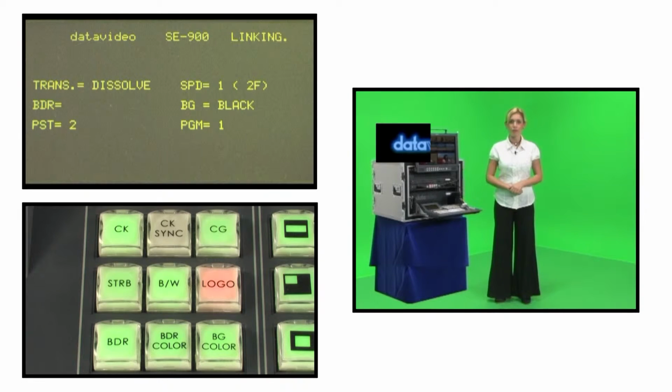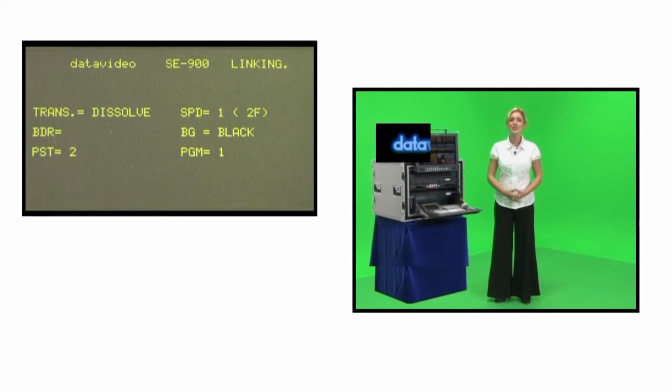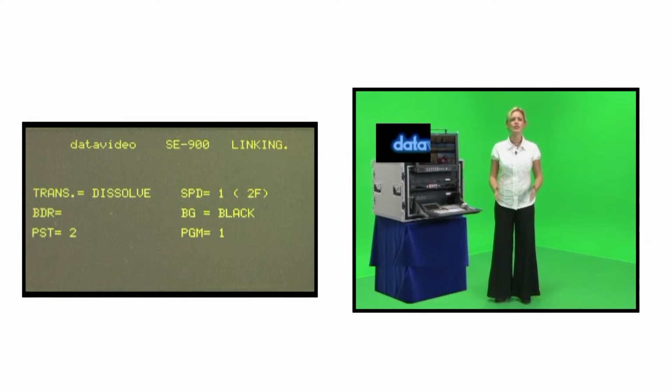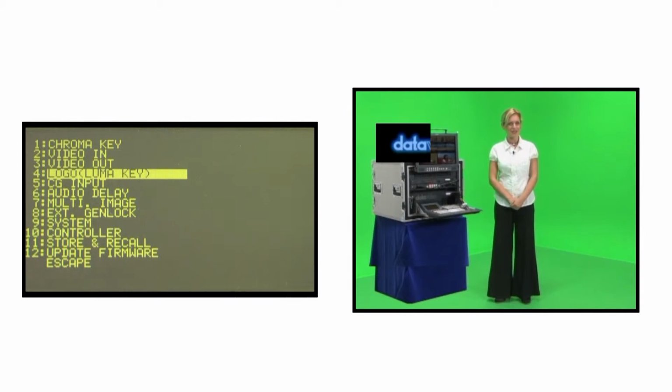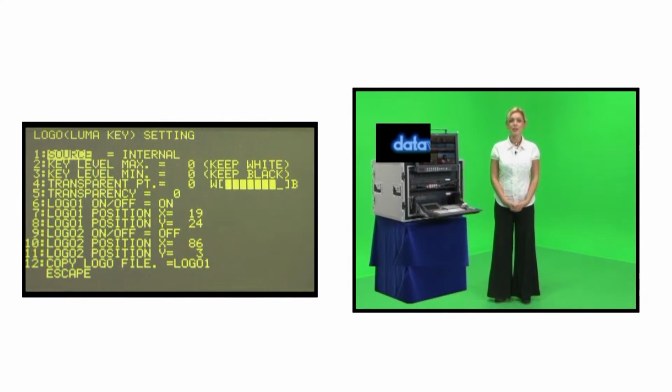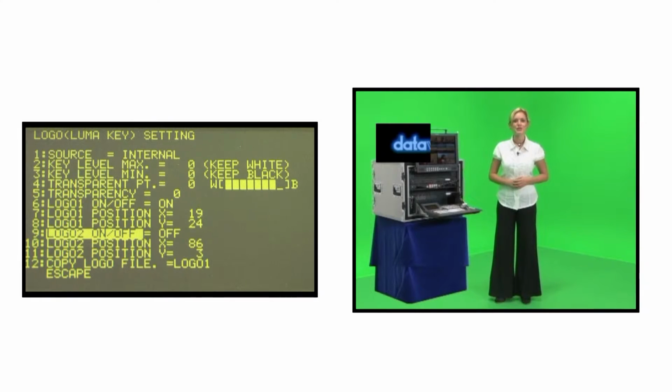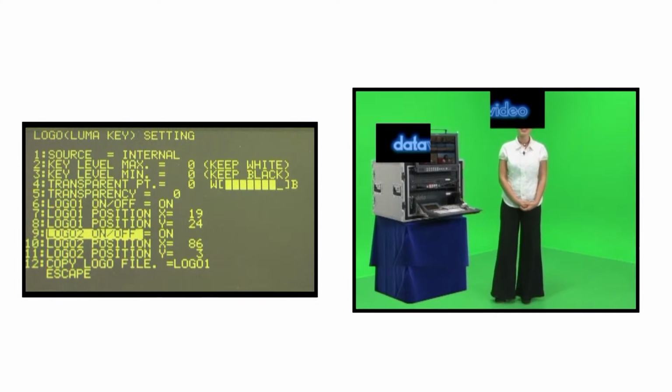Earlier, because the source was set to No, the Logo Key did not show up the logo. Even then, what about the other half of the Datavideo logo? Let us further explain. Once again, enter Logo Luma Key submenu. Move the cursor down to Logo 2 On/Off. Is this item on? We will set this to On to display the other half of the Datavideo logo.